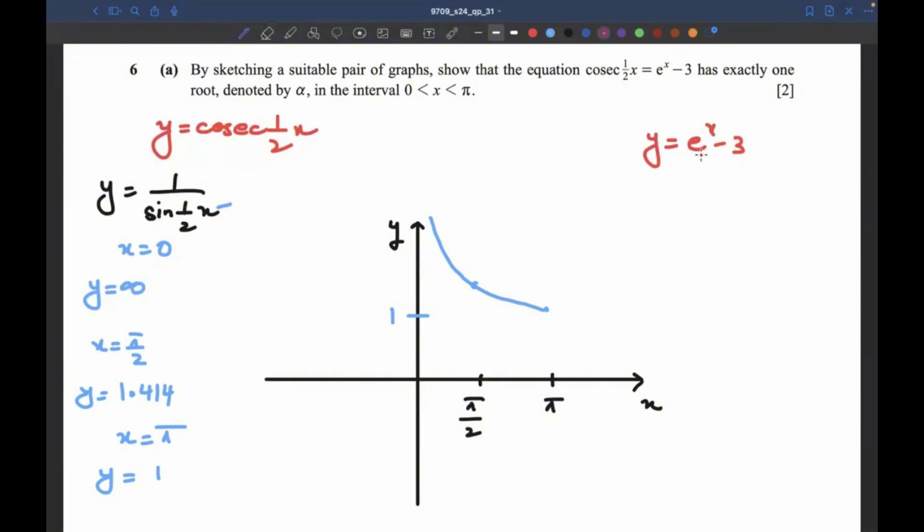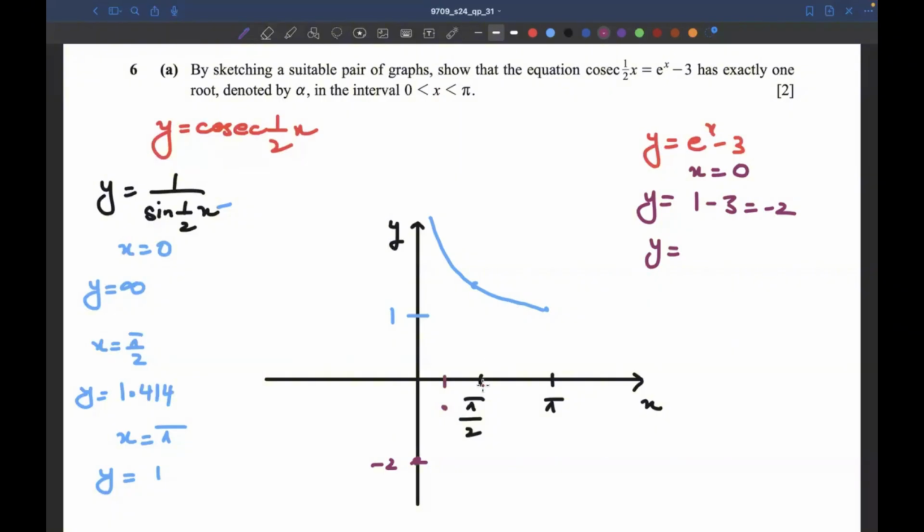Now to sketch the graph of y equals e power x minus 3, we'll do the exact same thing. We can start by taking x equals 0. So e to the power of 0 is 1, minus 3, which is equal to minus 2. So we will be going above this value as it has to be greater than 0. Now, let's take x equals 1. So e to the power of 1 minus 3 is minus 0.28. So let's say minus 0.28 is over here.